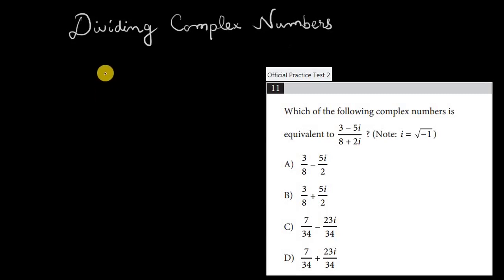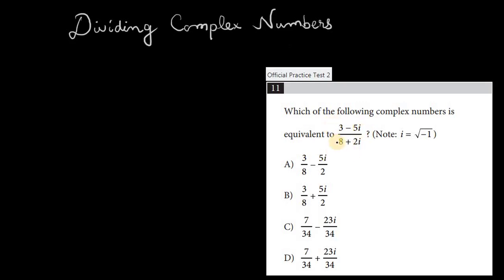Now that we understand the math behind dividing complex numbers, we're going to try and solve a few problems from the SAT quickly and in our head. So let's just give the first question a read. You can see this is from the official practice test from the College Board, test number 2. Which of the following complex numbers is equivalent to (3 minus 5i) over (8 plus 2i)?